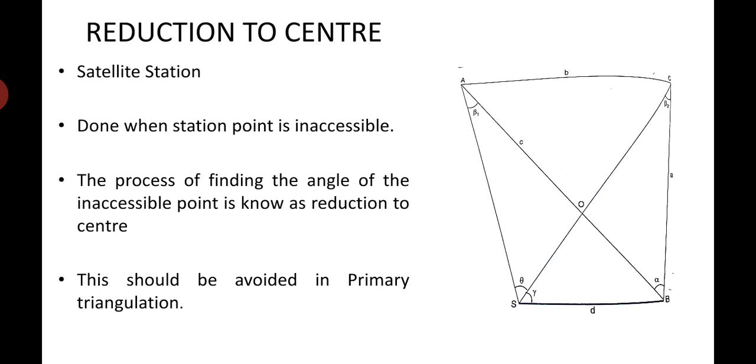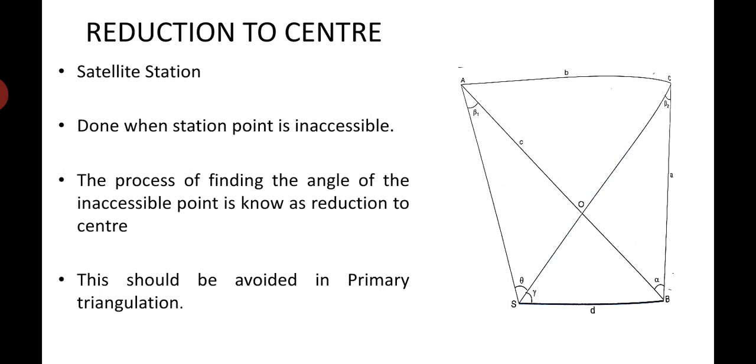You should understand that the distance between the true station and the satellite station is to be determined by either the method of trigonometric leveling or by the triangulation system. A satellite station should be avoided as far as possible in primary triangulation, but if in any case it is required, then what you are going to do is what we are going to discuss in today's class.